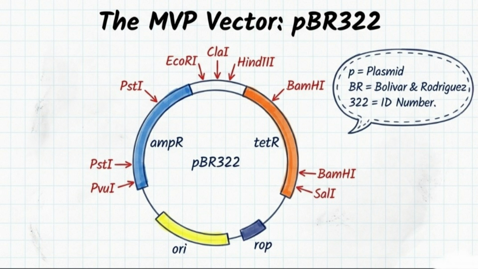Conclusion. Because of its selectable markers, origin of replication, and multiple restriction sites, PBR322 is considered the MVP vector in genetic engineering.